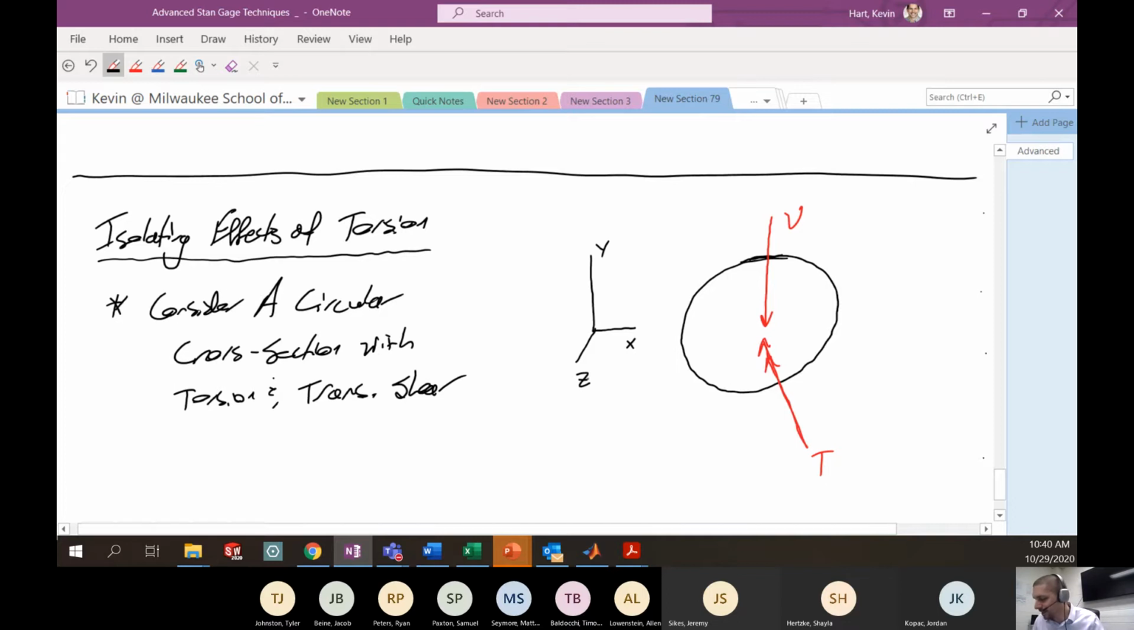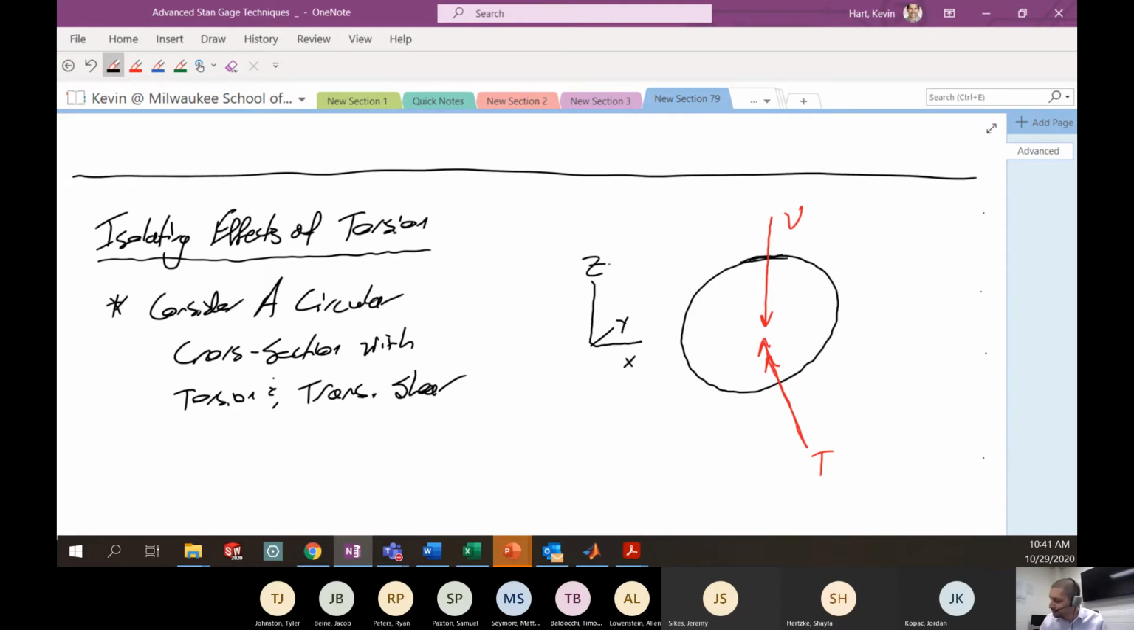Or I think in the lab handout I use a little bit different coordinate system. So maybe we'll do X, Y, Z. I think this is a little bit better, to be consistent with the notes.